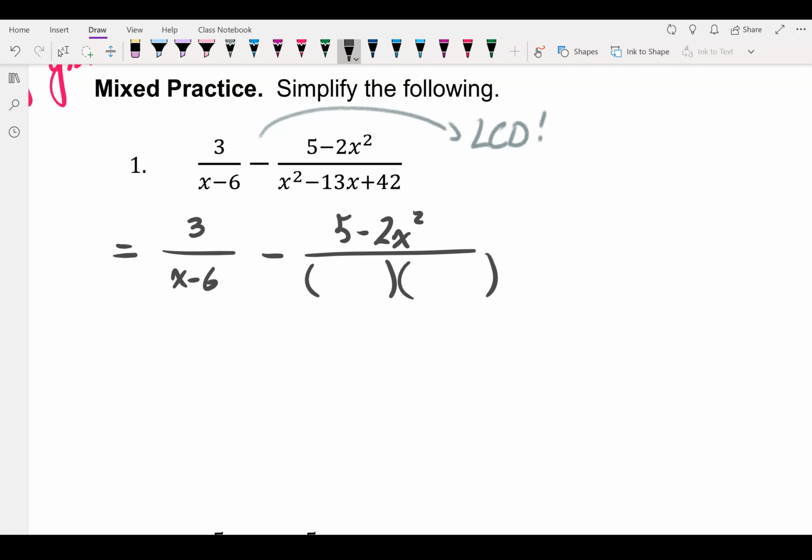It might take you a second. Two numbers that multiply to make 42 and add to make negative 13. If you take some time, you should see it's negative 6 and negative 7. Now that it's factored, we can do our LCD.